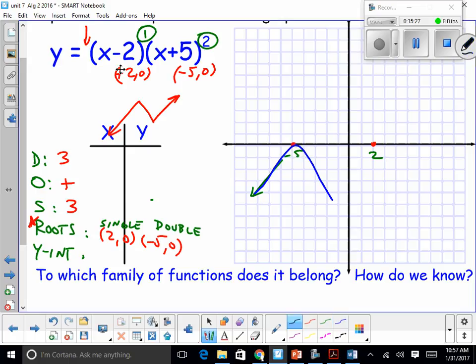Let me do the y-intercept down here so you can have it. Negative 2 to the first power. You just take the number inside and raise it to the power. The second one, take the number inside and raise it to the second power.